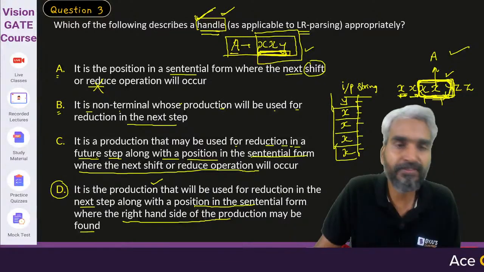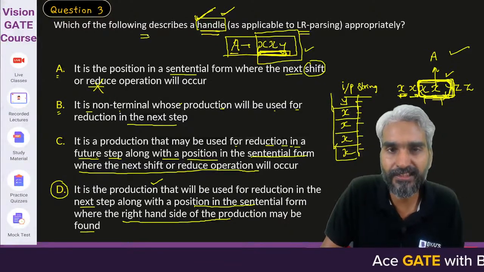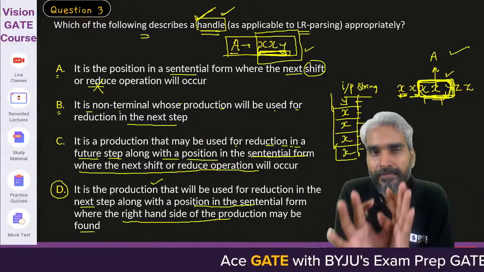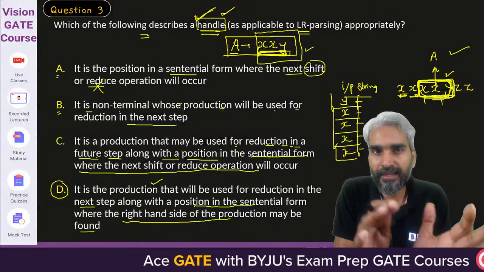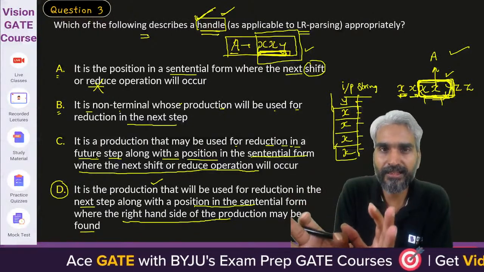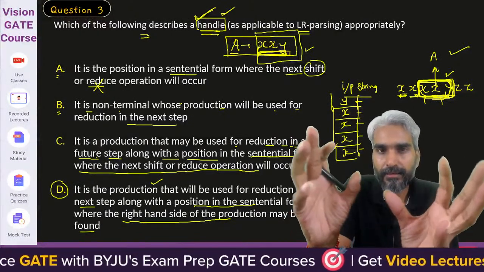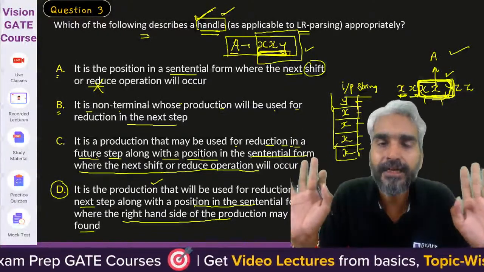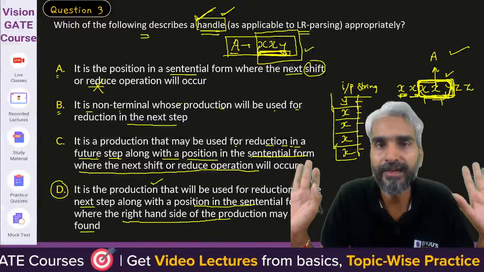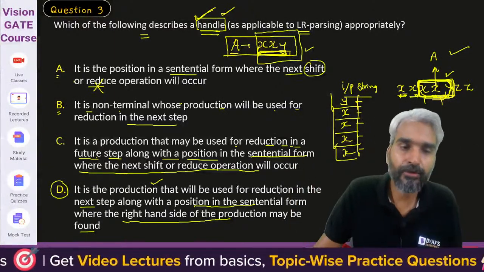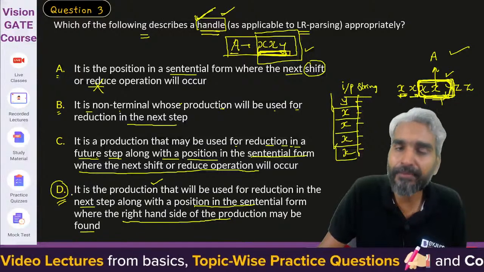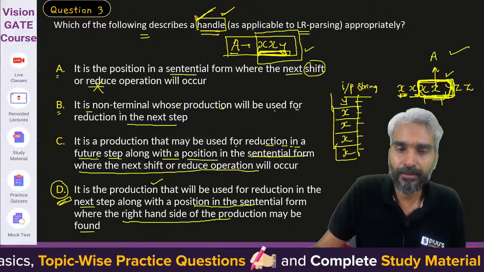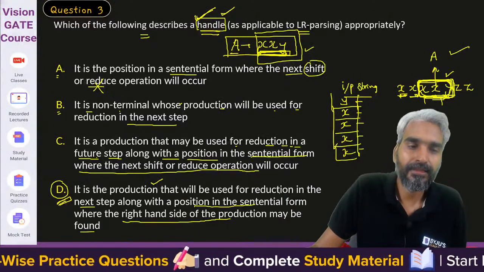So this definition which is given here is not appropriate because the definition of handle is simple: in the sentential form, the substring that matches with the complete right hand side part of our production will be called handle. So that's it, simple. But you can actually see that these two definitions, which I am giving and which is given in option D, are quite the same. The only thing is that they have described too many things.